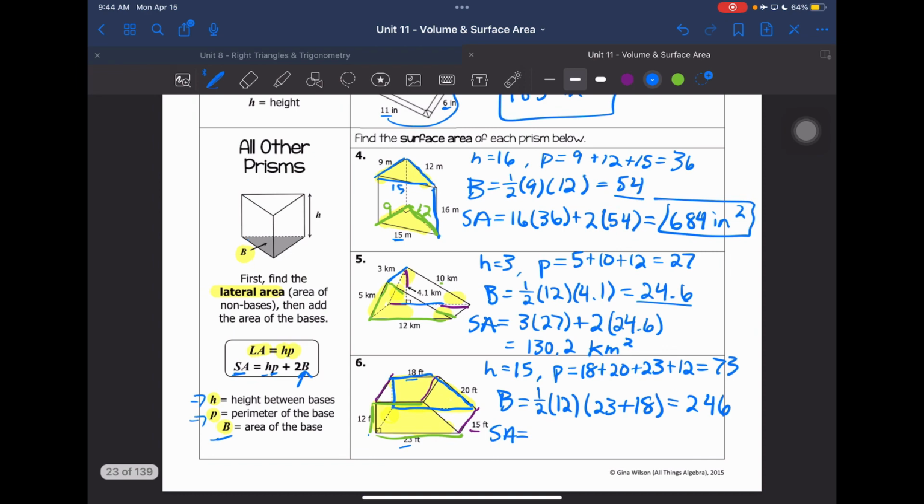And now I can find the surface area by plugging in everything. So I start with h times p, which would be 15 times 73, plus 2 times area of the base, which is 246. So this, I go ahead and just type into the calculator. It's going to be 1587 feet squared.